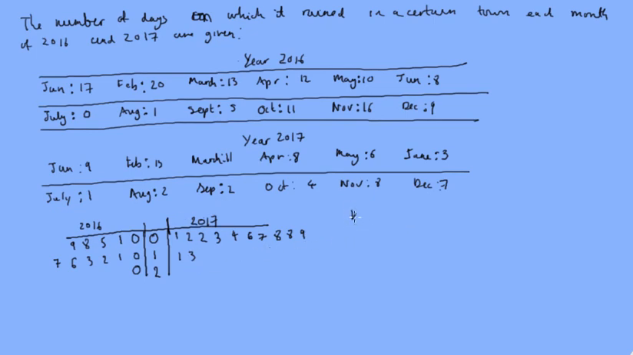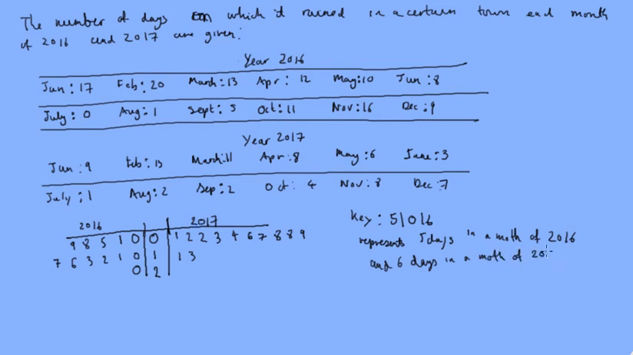So now we need to make our key clear. So we've got 5, 0, 6. So it represents 5 days in a month of 2016 and 6 days in a month of 2017.